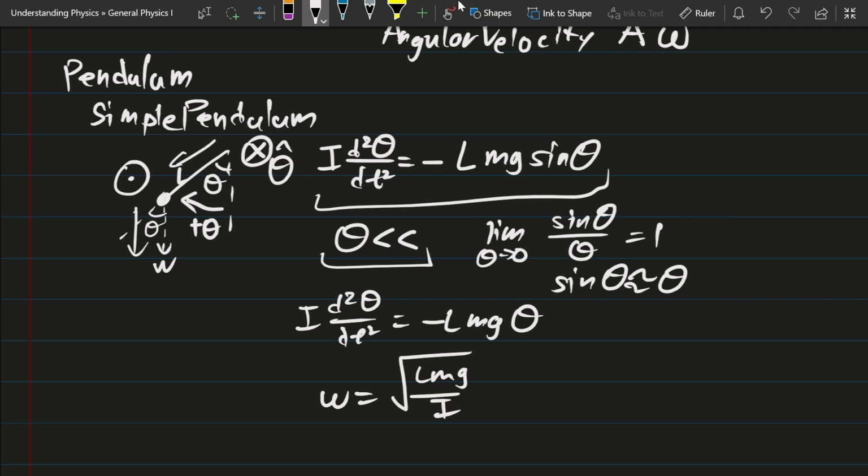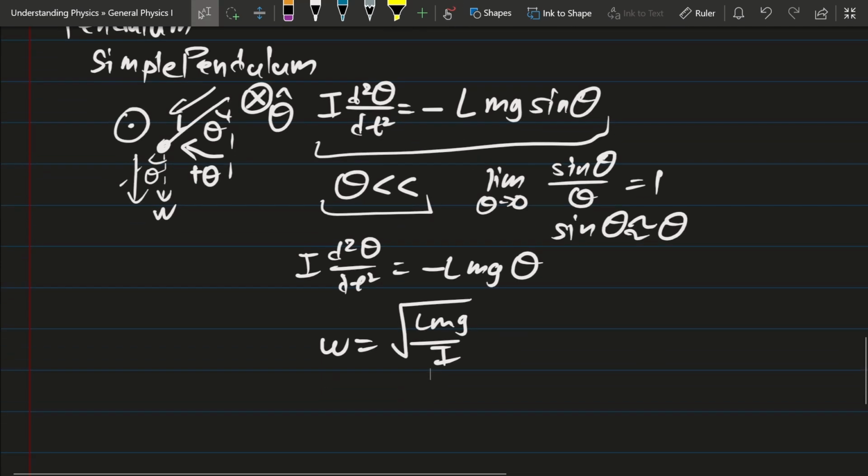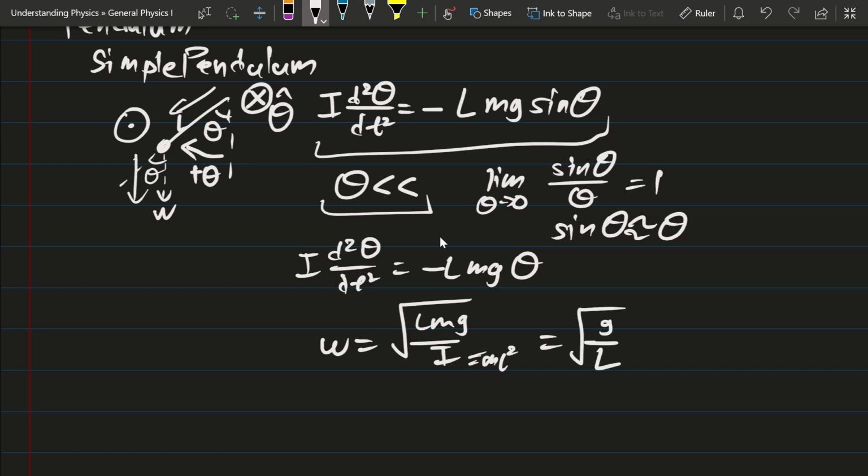But for a simple pendulum, you would know what the moment of inertia is, which is the ml squared. So simplifying this, you would have the square root of g over L. And this is the angular frequency. So people normally tune this length such that the pendulum will swing every 1 second. And so with this, you would be able to create a clock.